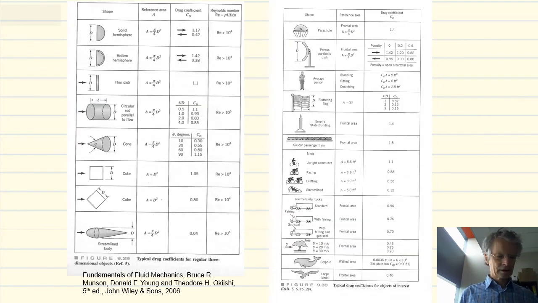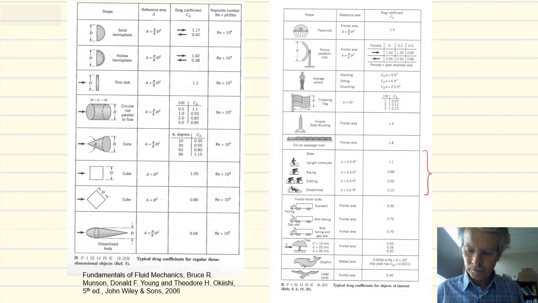Here's a really interesting set of tables from Munson's book. At least I think they're interesting because, again, there's a couple of really interesting entries in here. So it's a similar table. Lists the shape of an object, how you compute the area, the drag coefficient, and the Reynolds number range that it's applicable to. So let's look at the bike grouping here. So the numbers are kind of pretty comparable. An upright commuter riding on a bike not bent over, that's the drag coefficient of 1.1. If you're bent over and you're, quote, racing, 0.8. And if you're doing the drafting, tailgating, 0.5.